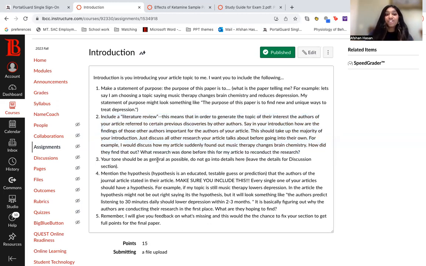Your tone should be as general as possible. Don't go into details. That is what the discussion section is for. You have to give me an intro of what your topic is. Do not assume that I know everything. I mean, I do know everything, but you want to write as if you were talking to a reader who has no previous background of biopsychology. If there is jargon and terms that you normally wouldn't understand, you do have to explain them. This is your chance to do that in the introduction. Make sure everything is as clear as possible.